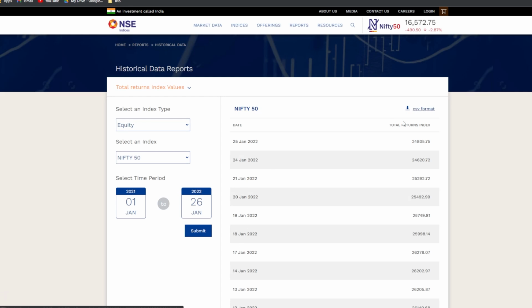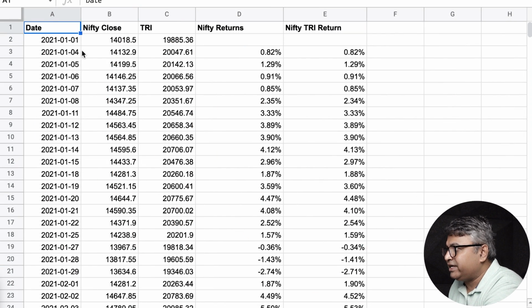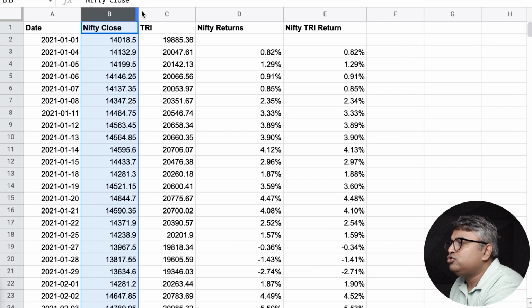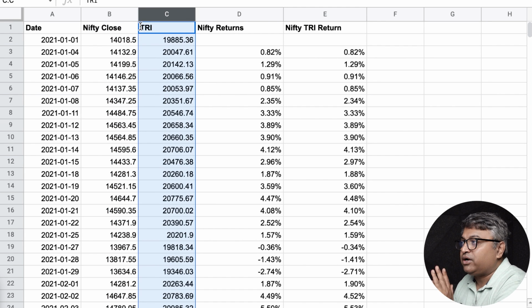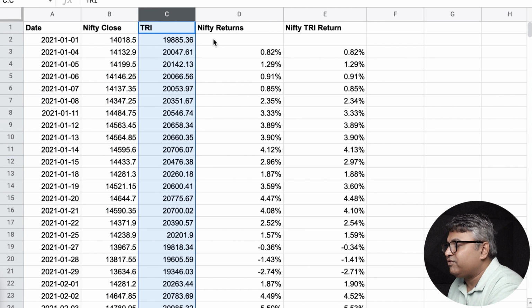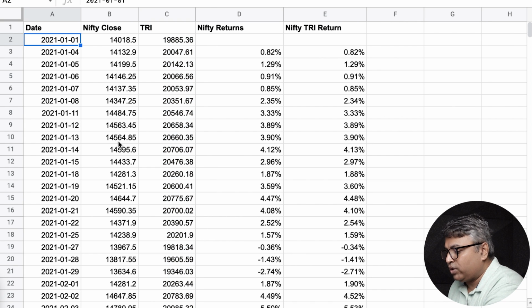So I've downloaded the Nifty and the TRI. Let's now look at what they comprise of. I will now show you exactly how the values come across. So I have in column A the list of all the dates and the Nifty at the same time, and the total return index for the exact same date. And then assuming we started to invest on 1st Jan 2021, today is roughly 26th Jan 2022, what return would you have received? So you would have started with both as 0%.